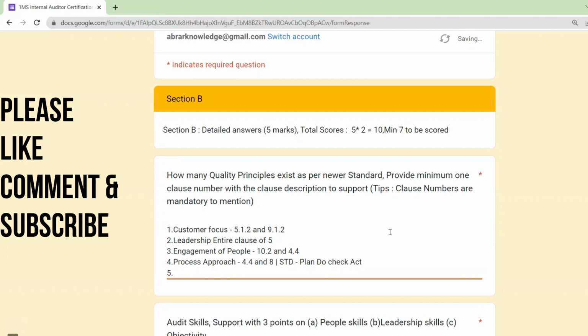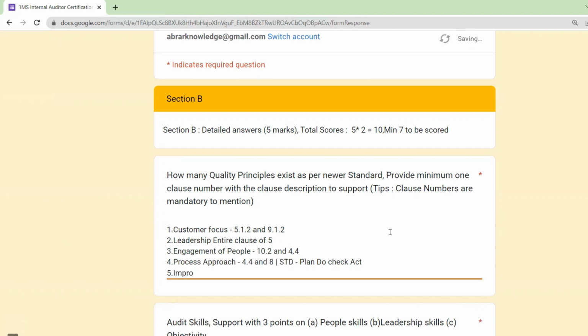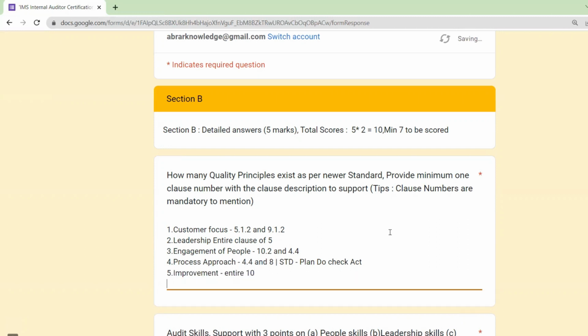And then the next one is improvement. Improvement, you have a direct clause number for that. The entire clause is improvement. For example, you can give 10.1, of course. 10.2 also you can give, 10.3 also you can give, right? And then evidence-based thinking.